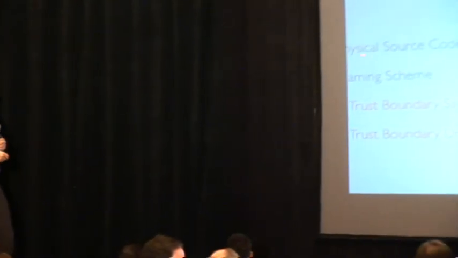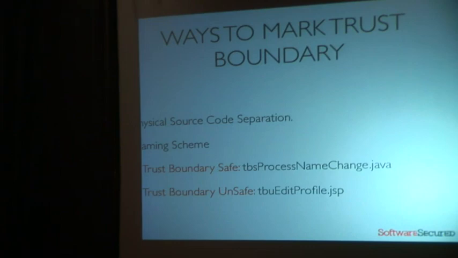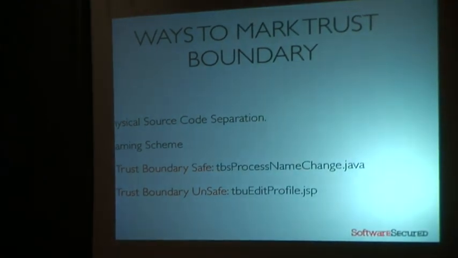For example, physical source code separation. It might be worth it to separate the code that is inside the trust boundary into different source code, into a different physical file system, different folders at least, and the source code outside the trust boundary be on another, so the developer would know just from the path of the file what he is actually looking at.